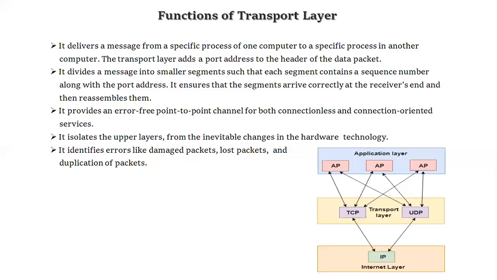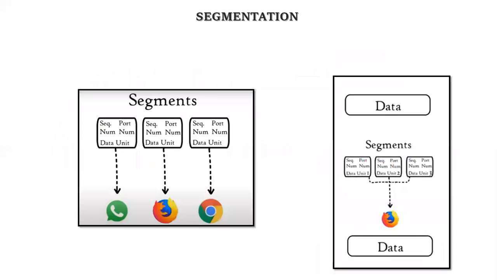And it's a very important thing. It isolates the upper layers from the inevitable changes in the hardware technology. It's very much isolated. That's very useful for not disturbing the hardware technology. And it identifies errors like damaged packets, lost packets, and duplication of packets. That will be done by the error control techniques.